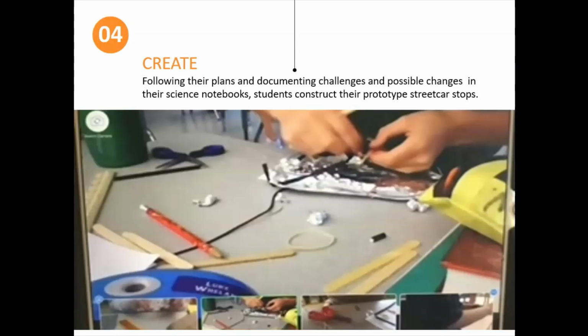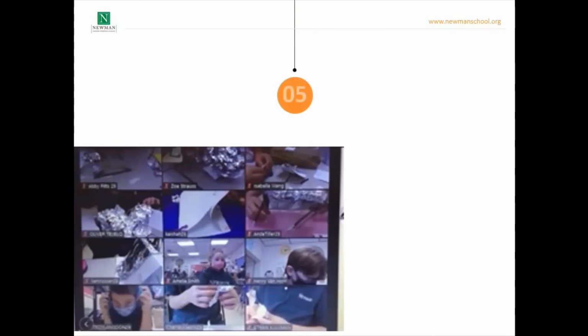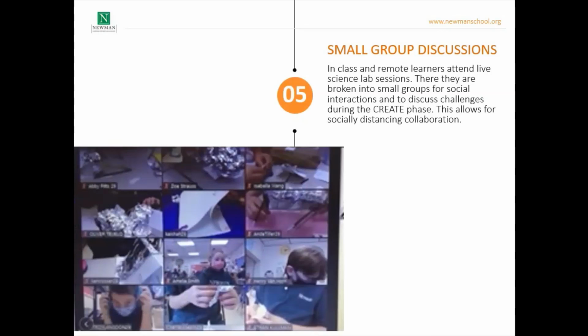In their notebooks, no matter if you were remote or in class, you were documenting challenges and possible changes in your science notebooks, and you would bring these challenges and possible changes to our small group discussions. Students at home and in class would meet in small groups where they would be able to have social interaction and discuss the challenges that they were facing as engineers. This allowed for socially distanced collaborations.